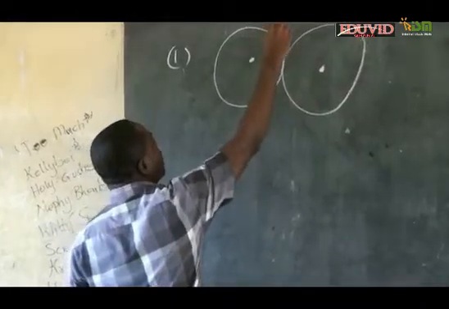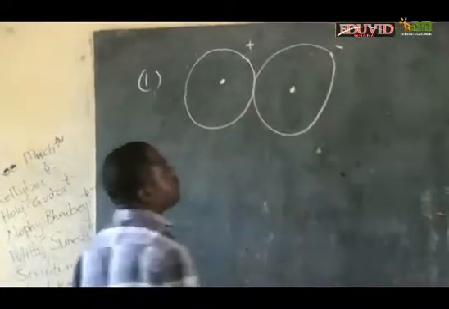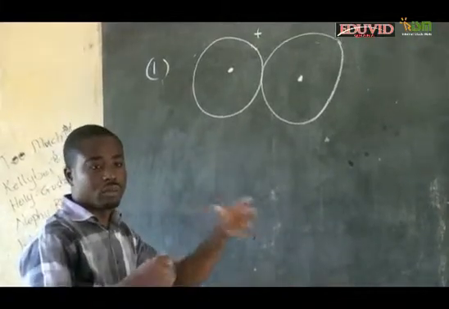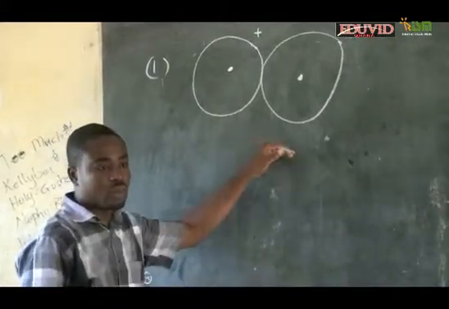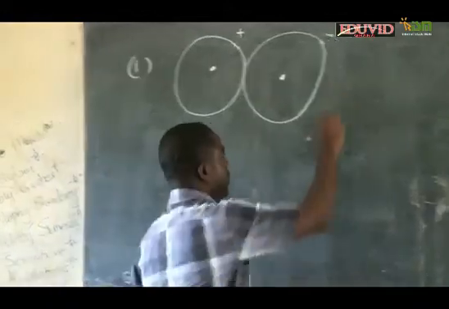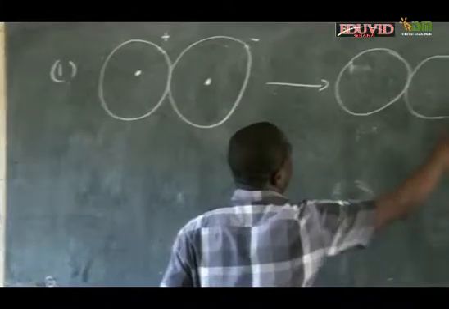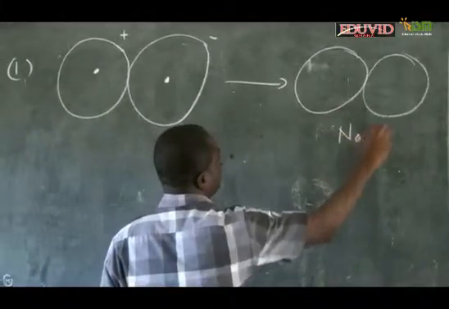So let's say this is positively charged and this is negatively charged. The two species are able to come together by that force of attraction between the positive ion and the negative ion. So that results in the formation of the sodium chloride. Right? So we can call this one the sodium chloride.